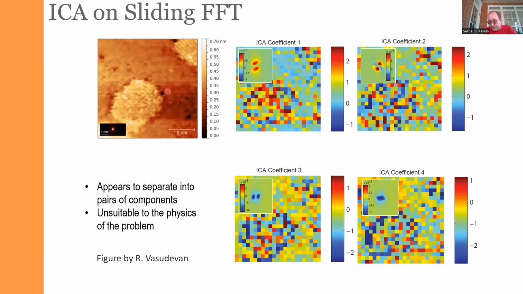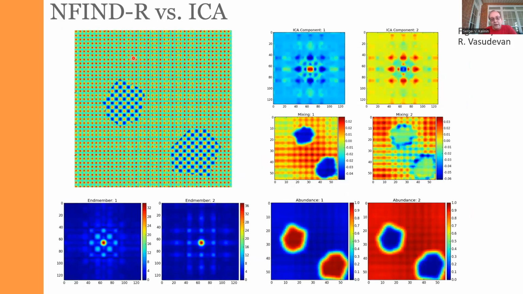This is something that is open for discussion in the future. So our initial comparison was that if we compare, let's say, nFind-R versus ICA, then nFind-R gives us the physically meaningful pictures and the ICA does not. So based on the relatively small number of model systems, we came to the conclusion that the method has the built-in physical constraint relevant to the system.